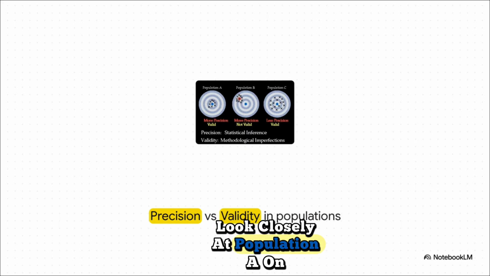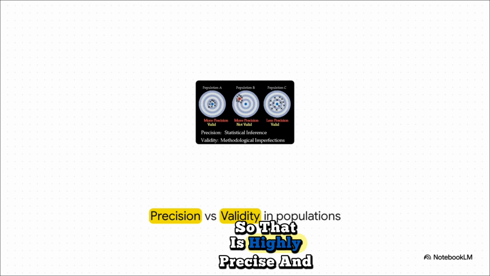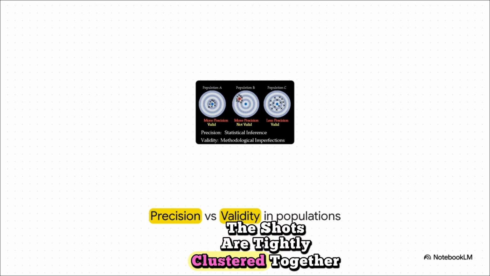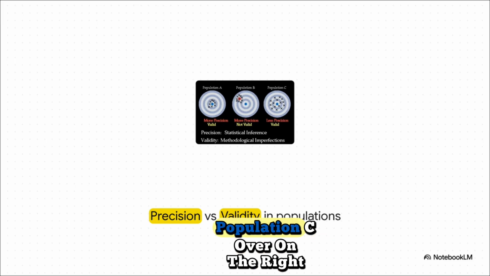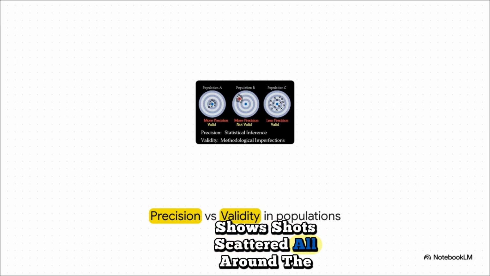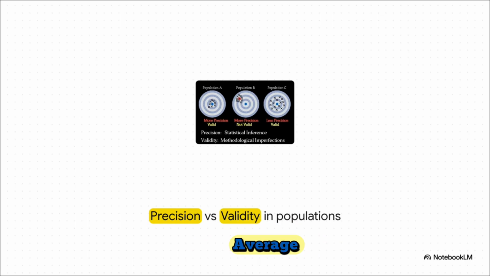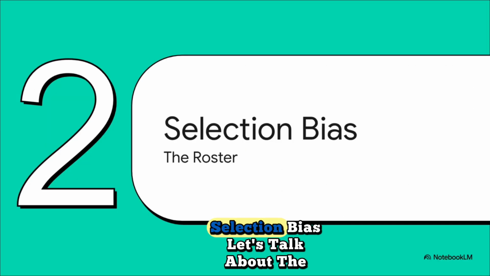Look closely at population A on the left. All the shots are clustered tightly together right in the bullseye. So that is highly precise and highly valid. Now look at population B in the middle. The shots are tightly clustered together, meaning they're very precise. Low random error, right? But they are completely missing the bullseye. That is systematic error. That is bias. They are precisely wrong. Finally, population C over on the right shows shots scattered all around the bullseye. It lacks precision because of high random error, but it's actually valid because on average, it centers right on the truth. Our goal in science? Don't be population B.